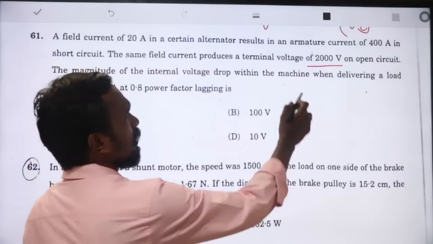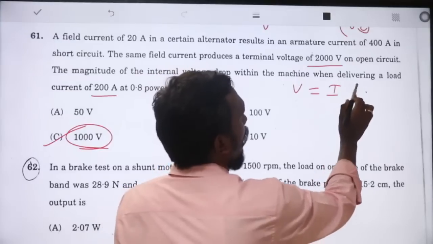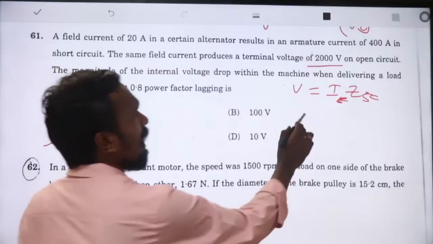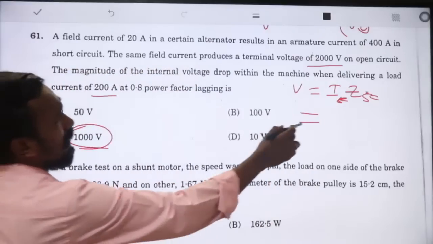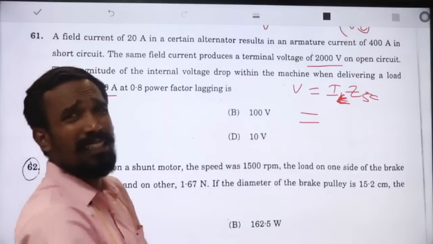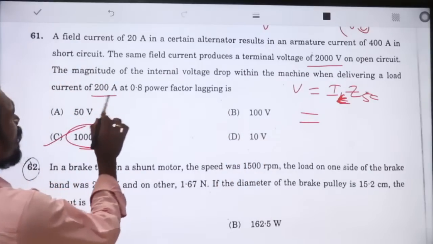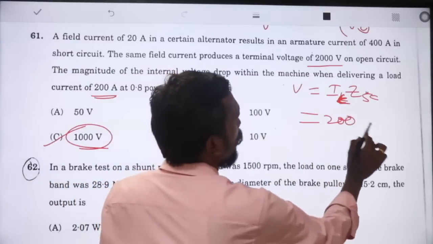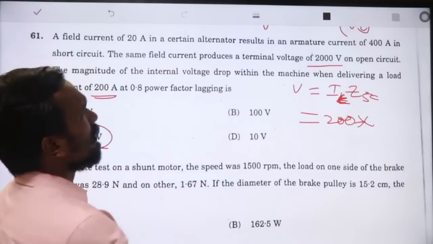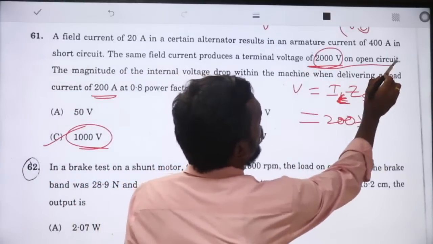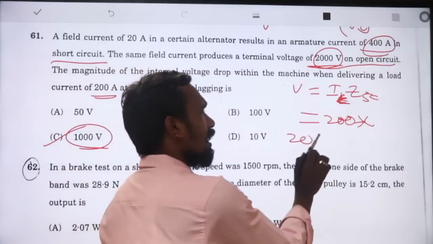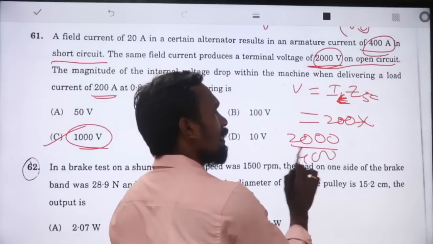The voltage drop here is I into Z, that is ISC into ZSC. What is I? Here they gave the line current, not ISC, the line current, whatever the load current, into ZSC. The load current they gave is 200 amperes, and you know very well ZSC is EOC upon ISC. What is EOC? 200 volts is the EOC and 400 amperes is the ISC.